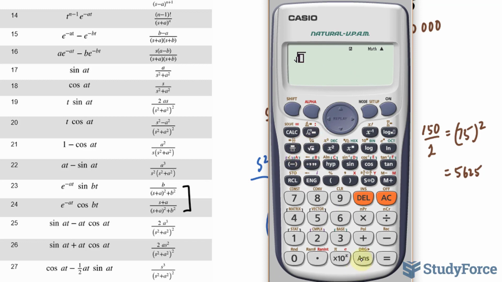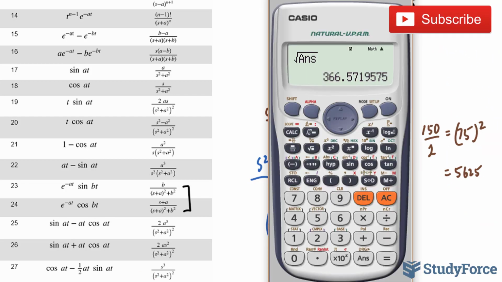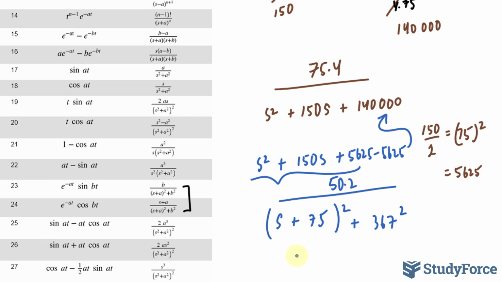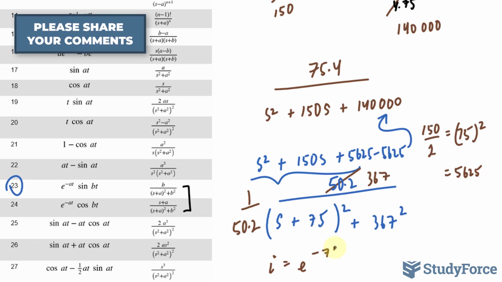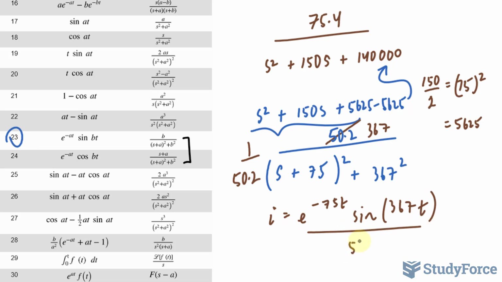Take a look at the transform. They want b to be squared, so I'll square root this, and I get approximately 367. 367 squared. And in the numerator, we have 75.4 divided by 1.5, because I removed that. 75.4 divided by 1.5 gives us approximately 50.02. Now, according to this, b and this b need to be the same. So this number and this number need to be the same somehow. That's not a problem. What I can do is make this 367 and multiply this by 1 over 50.2. So when I write out my function as I is equal to e to the power of negative a, and our a value here is 75, so negative 75t times sine b, my b is 367t, I just need to multiply this whole thing by 1 over 50.2 or divide it by 50.2.